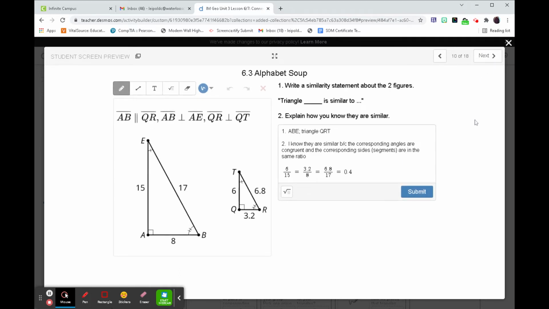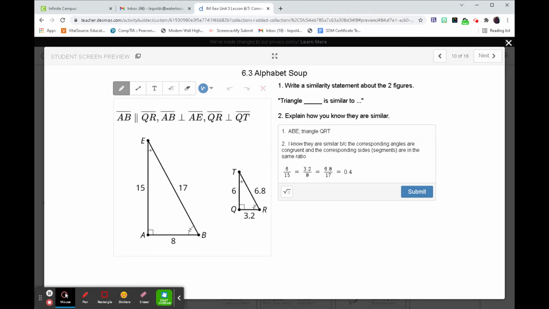All right, alphabet soup. Now we're mixing it up. So here it says, write a similarity statement about the two figures. Try to do this before you read my answer. So triangle, what is similar to triangle? So I chose ABE, and in so doing, I then have to choose is similar to QRT. If you chose a different order, for example, if you said EAB, then you have to say TQR. Okay, so keep that in mind.